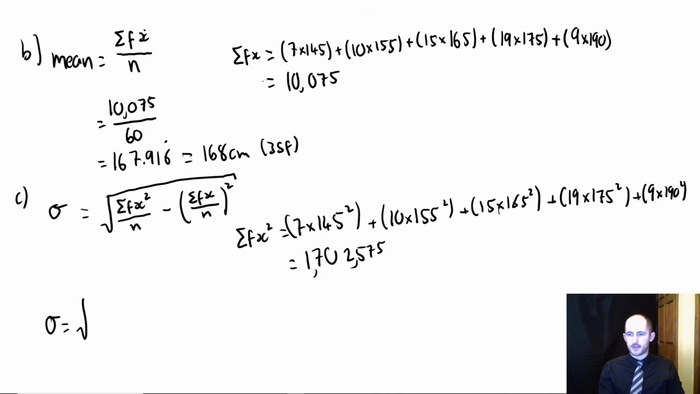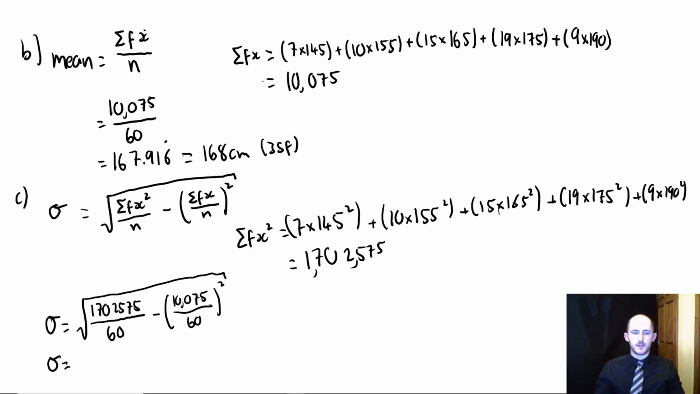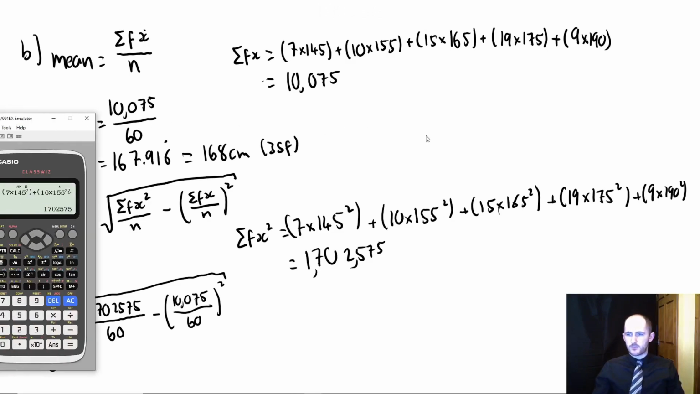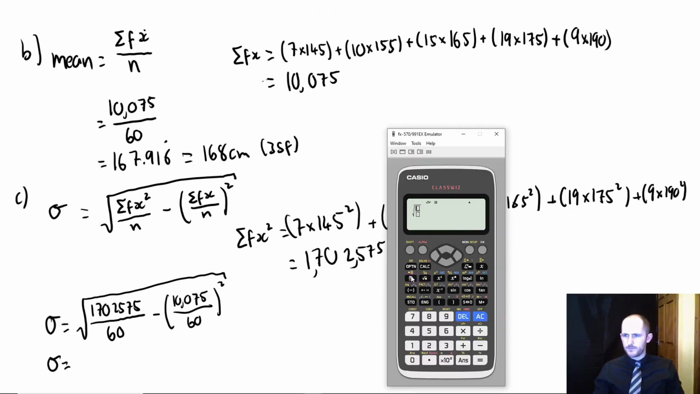So sum of f of x squared is 1,702,575 over 60 minus 10,075 over 60 squared. Again, super easy to make a mistake. Okay, so let's try and be smart about this. Answer.